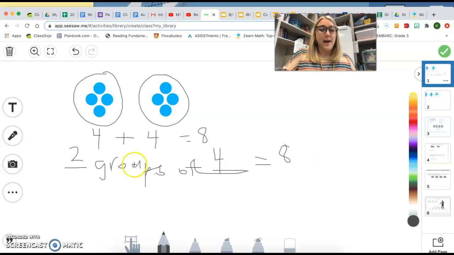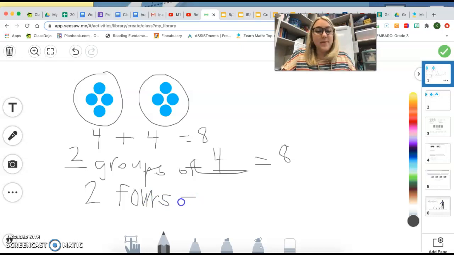Now, let's look at another way. How many 4s are up here? There's 1 4, and then there's 2 4s. Yep, good job. So I can write 2 4s. I know that's kind of strange. We haven't really seen that before. But we can write it that way because we have 2 4s. And that equals the same thing. All of these are going to equal the same thing because we're not adding anything to it or taking anything away. So 2 4s equals 8. Yep.